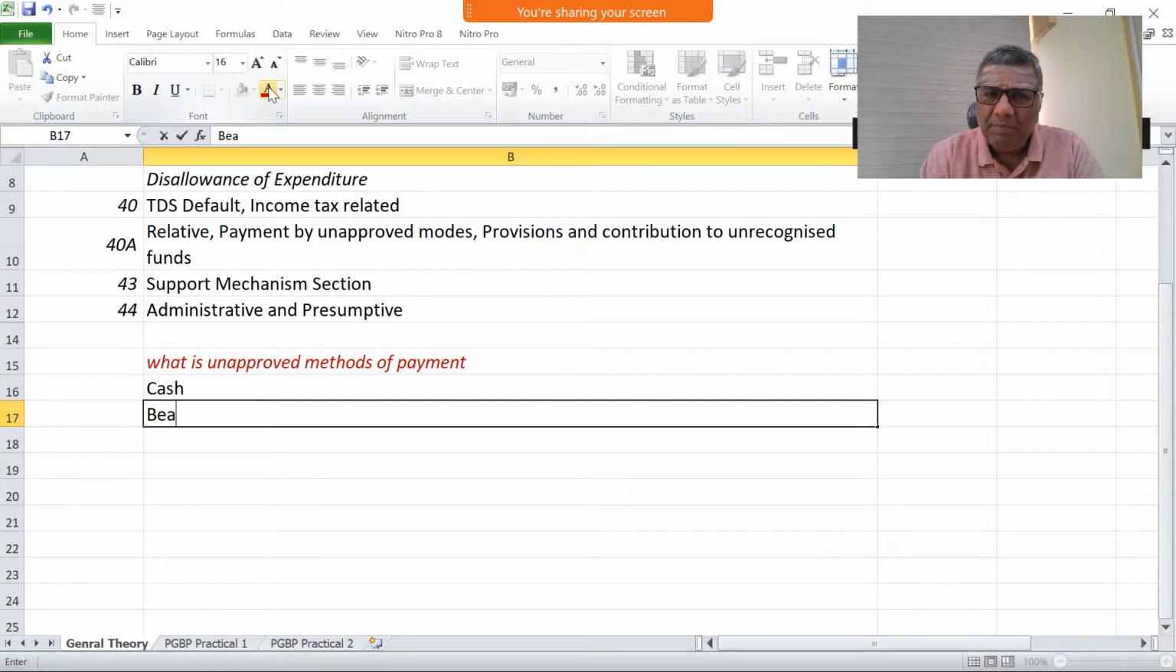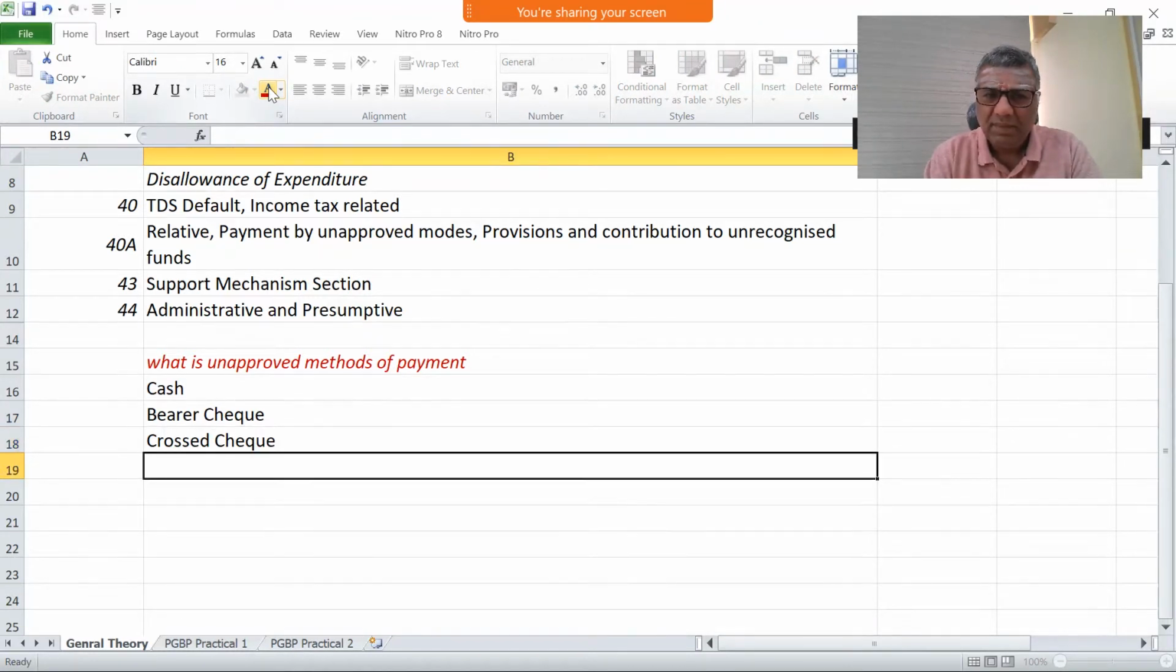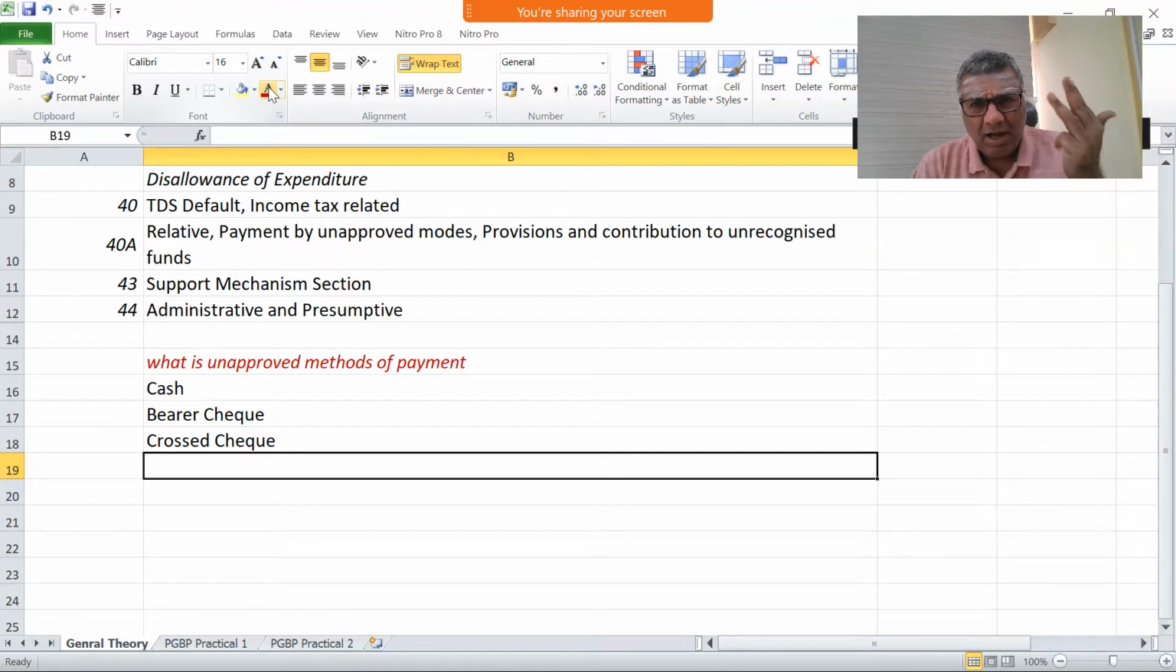Cash, bearer cheque, crossed cheque. These are considered as unapproved methods. All others are approved. The approved list is very big if you want: account payee cheque, account payee draft, electronic transfer, NEFT, RTGS, debit card, credit card, RuPay, BHIM, QR codes. All these are approved. Instead of remembering that, if you remember the unapproved, it will be simple. Cash, bearer cheque, crossed cheque are not acceptable.